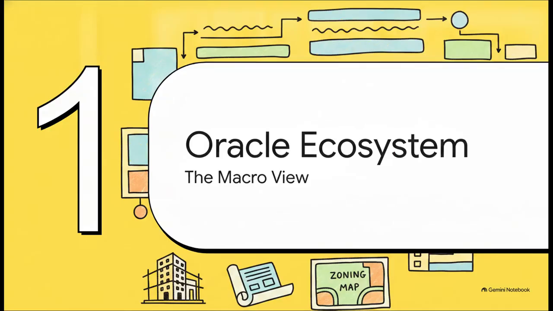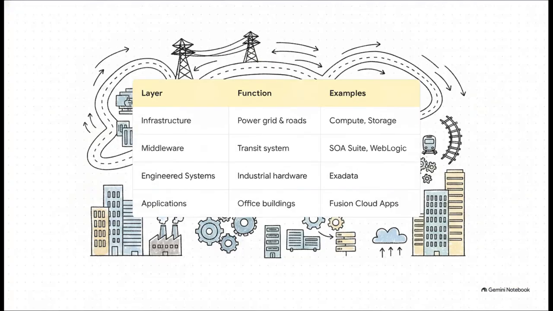Section 1. The Oracle Cloud Ecosystem, the macro view. Okay, let's dive right into this macro view. To truly understand Oracle, we first have to categorize its vast offerings. After all, you can't just start building an office skyscraper. You need to understand the zoning and infrastructure first. Think of Oracle Cloud Infrastructure, or OCI, as the power grid and the roads of our city. That's your compute and storage.